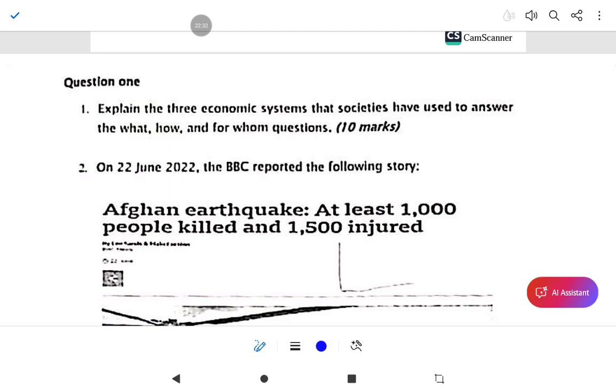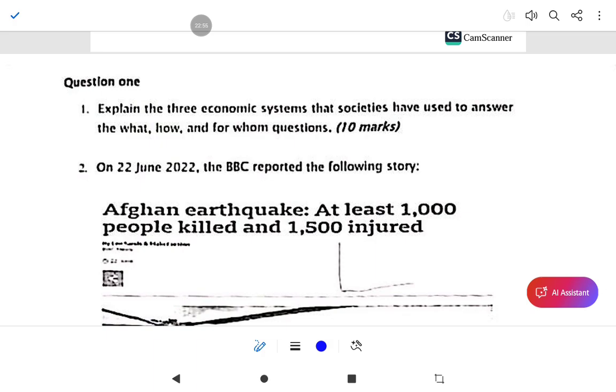And then the firms also decide how to produce by choosing the most efficient way of combining their resources. And they answer for whom to produce by setting a price at which the goods that are being sold are able to go to those who are willing and able to pay the market price that is set. So that is what happens in a market economy.